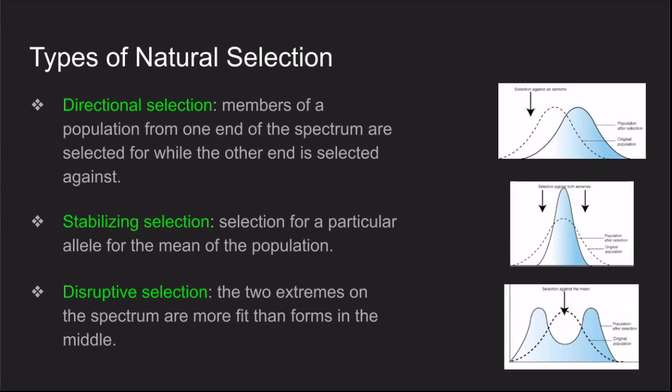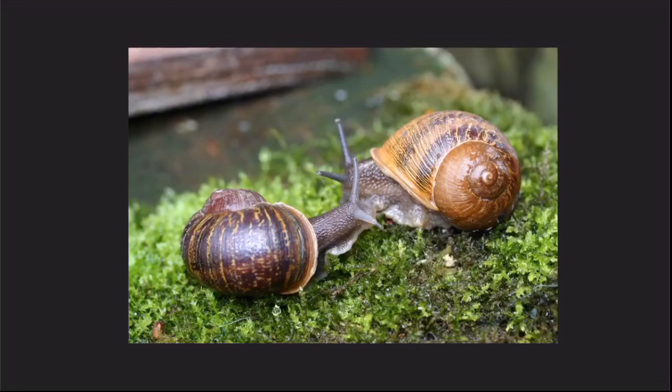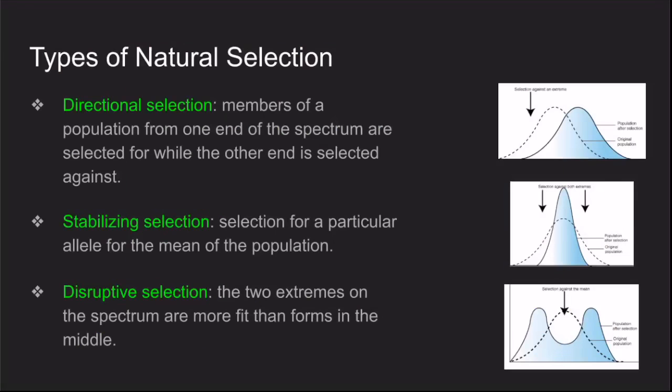Disruptive selection means that the 2 extremes on the spectrum do better than forms in the middle. For example, a species of snail could live in an environment with either dark or light colors. The snails must have either a dark-colored shell or a light-colored shell, because a shell with a color somewhere in the middle will stand out to predators. Disruptive selection can often result in speciation if the 2 extremes evolve independently.